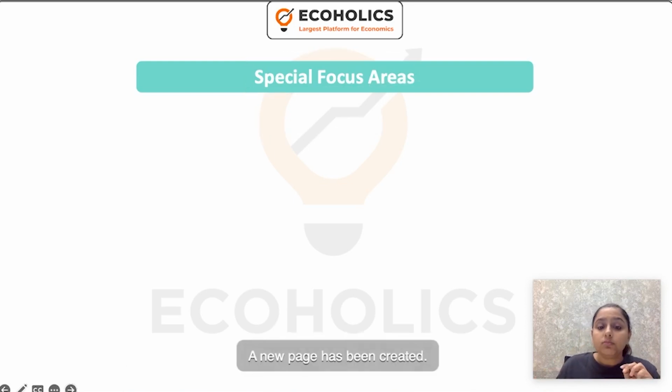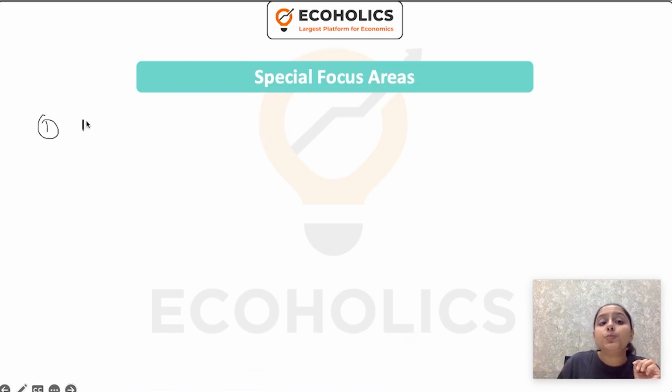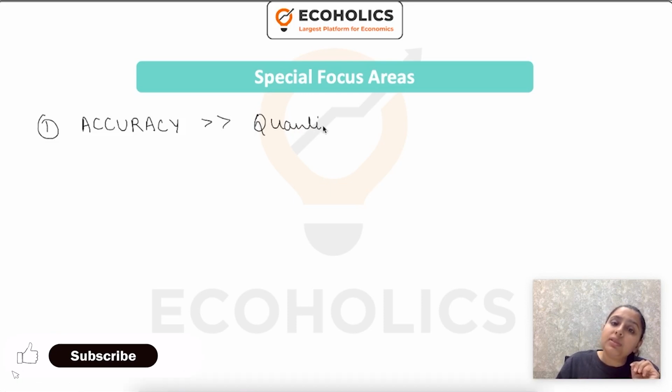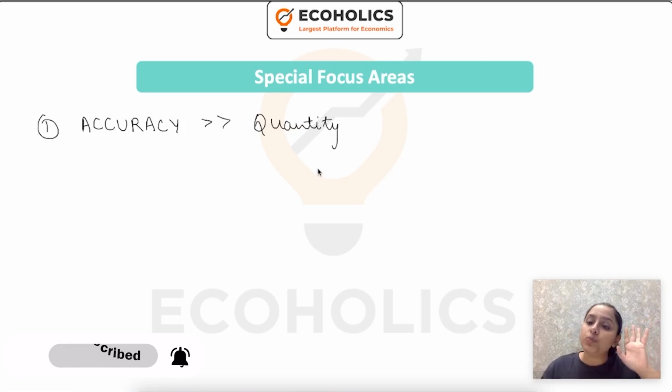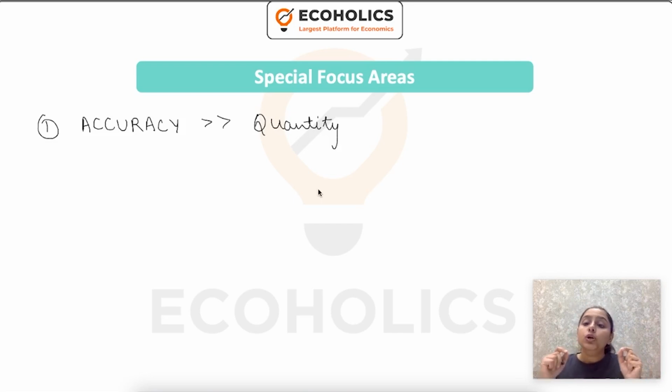Okay, so the first is, always prioritize accuracy over quantity. People think I will attempt the entire paper and that will fetch me more marks, but no. If, in order to solve more questions, you compromise on accuracy, you're not going to land in a good position. So accuracy is always better than speed or quantity. Speed you need to have, but quantity I would term here.